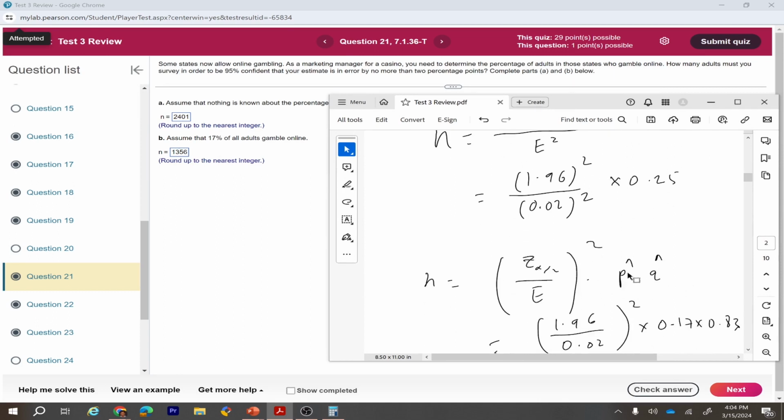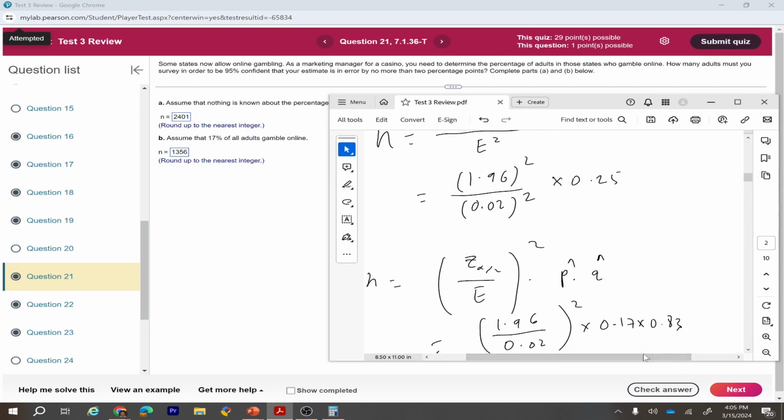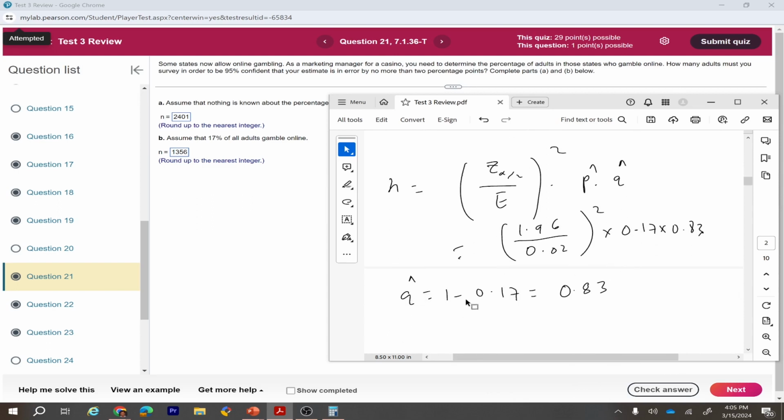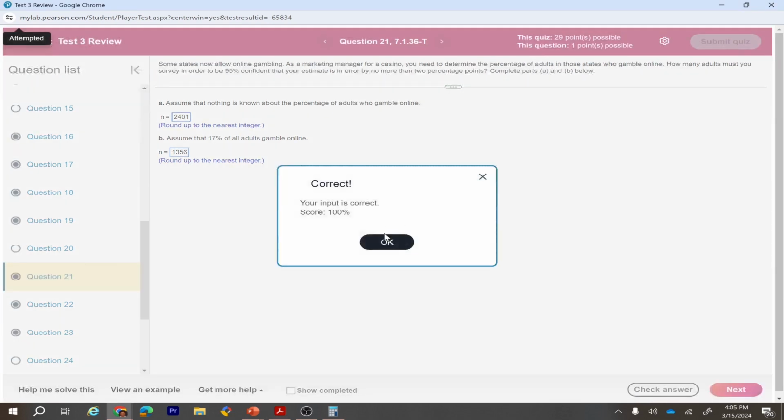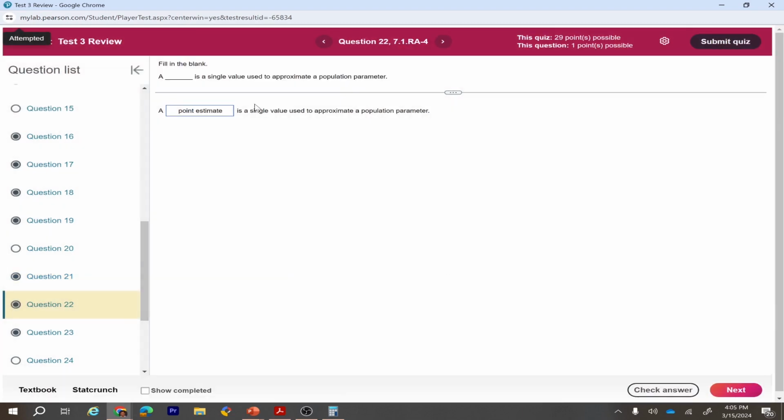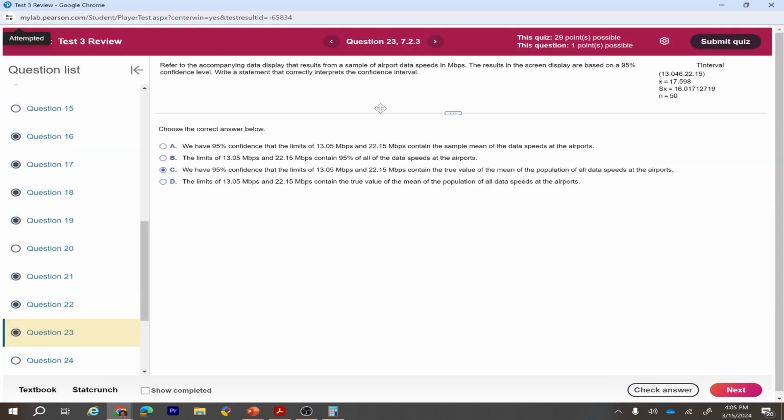For the second one, since you know the proportion, which is 17%, instead of 0.25 you multiply by 0.17, and q is 1 minus p-hat, which is 0.83. If you multiply all these numbers, it's going to be 1355 point something, and if you round up to the next integer, that's 1356. A point estimation is a single value. That's question number 22, and question number 23 is the meaning of a confidence interval. This is the meaning.